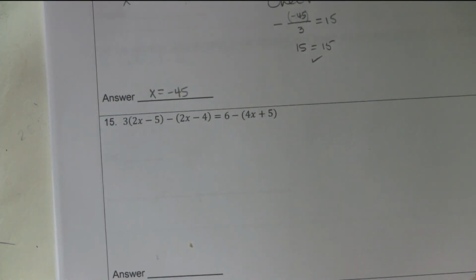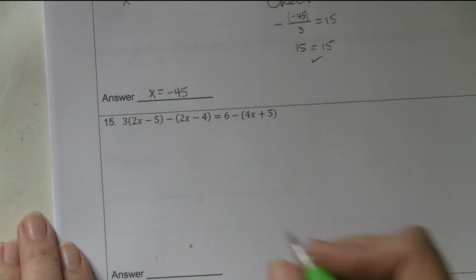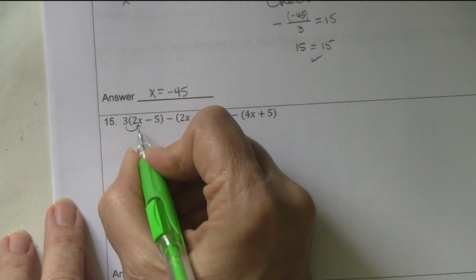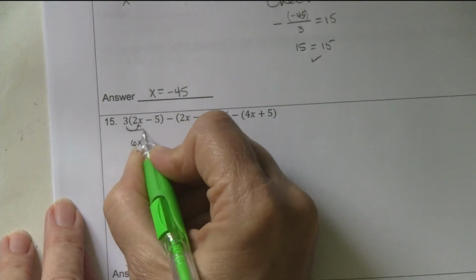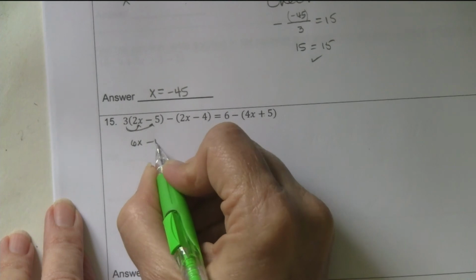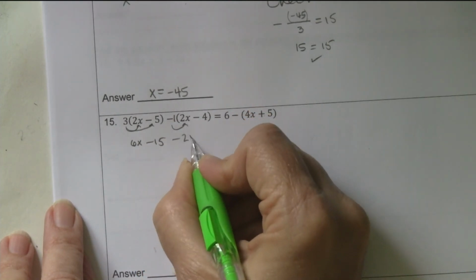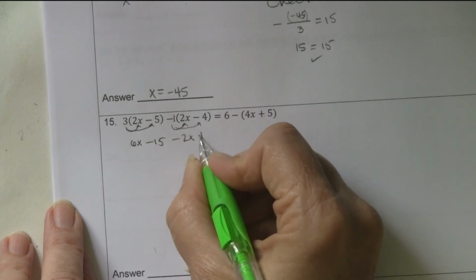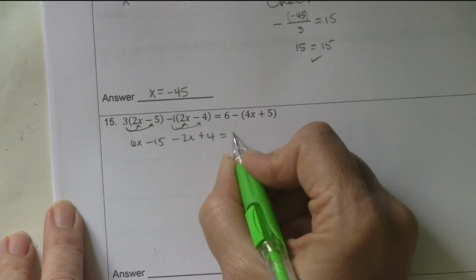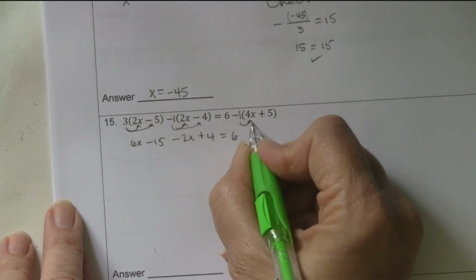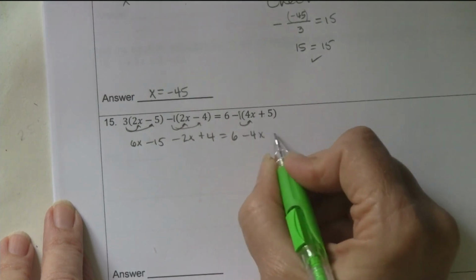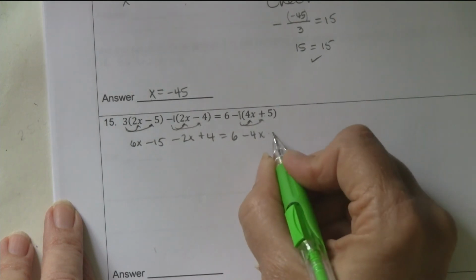So now we're going to do number 15. I don't know if we're going to do number 15 in this video with only 3 minutes to go. Maybe we'll just go ahead and give it a try. So this is 6x minus 15, and then minus 2x plus 4 equals 6. And then my minus 1, I'm distributing away, right? Minus 4x and then minus 5.